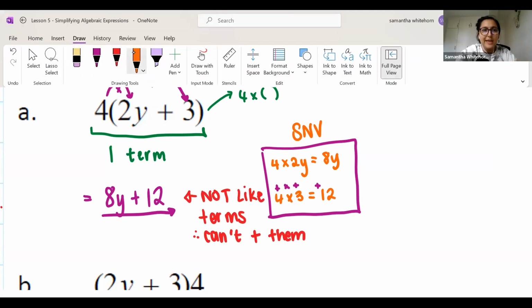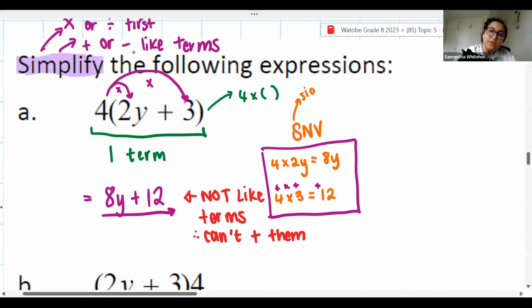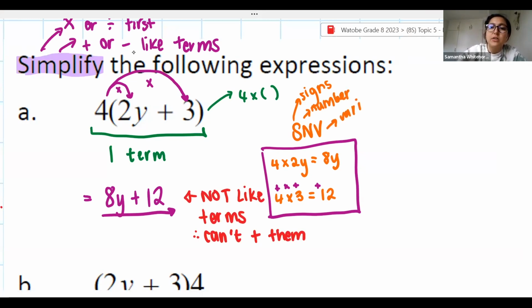Just quickly, SNV, guys, for those of you that might be new, means do your signs first. So positive times a positive is positive. Then your numbers. So for example, 4 times 2 is 8. And then your variables. It's just a way to remind ourselves to multiply and divide values correctly.